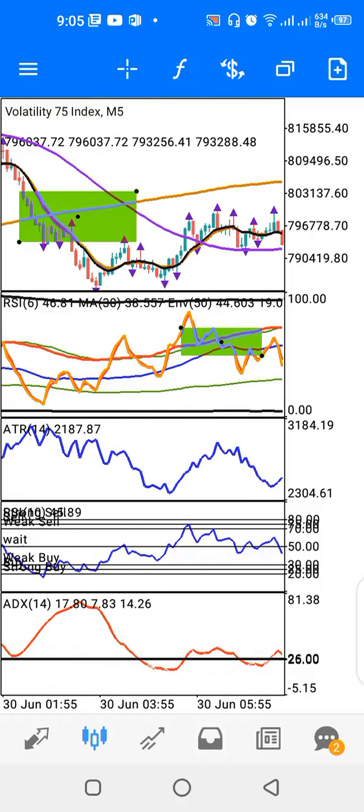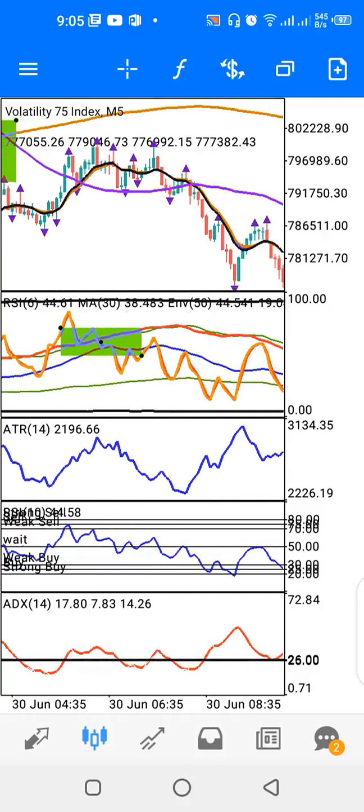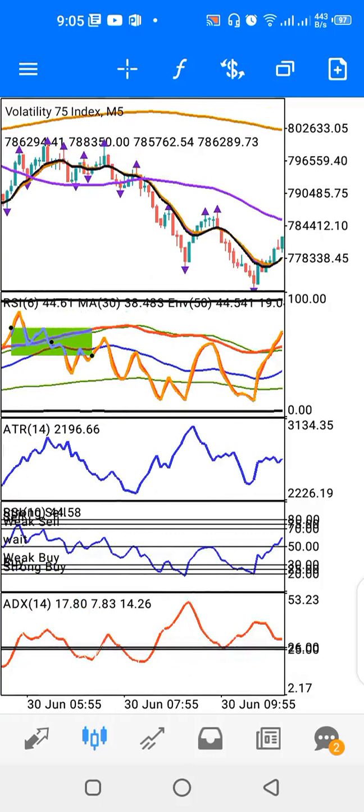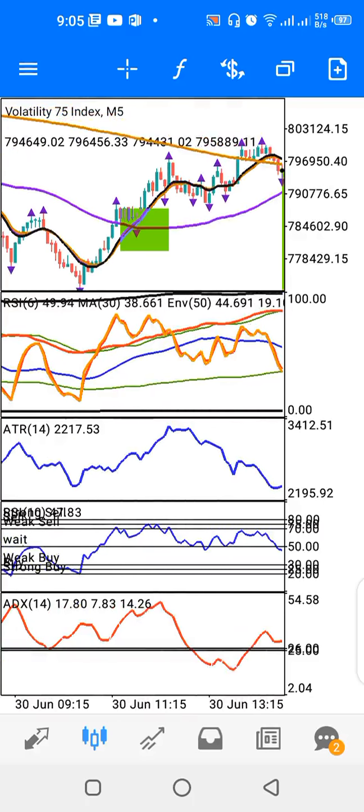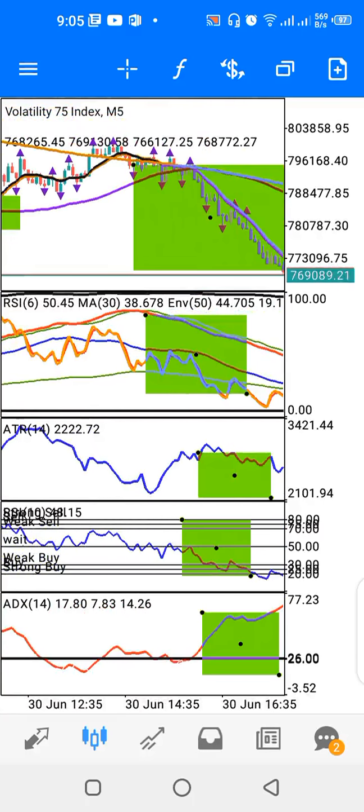For indicator window 2, we have your ATR. Basically, ATR is for measuring stop loss and take profit, and it depends on the risk to reward ratio you are using. ATR also assists in determining how to buy.